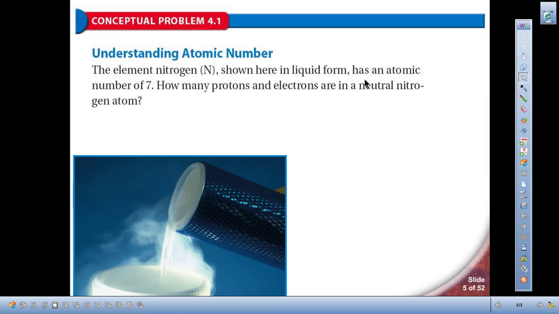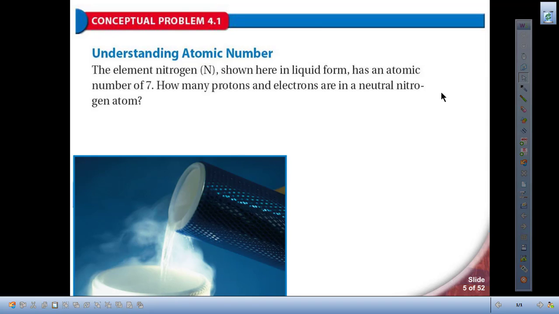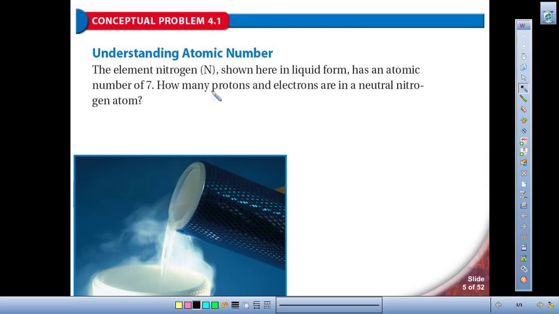So let's look at this problem. I have an element of nitrogen. Here's my chemical symbol. It's in liquid form. It's being poured out here. It has an atomic number of 7. So the question is, how many protons and how many electrons in a neutral nitrogen atom? Okay, well, atomic number of 7, we said the atomic number equals the protons, so this has 7 protons. And it's neutral, meaning the pluses and the minuses are equal, so that means the electrons are also equal to 7.